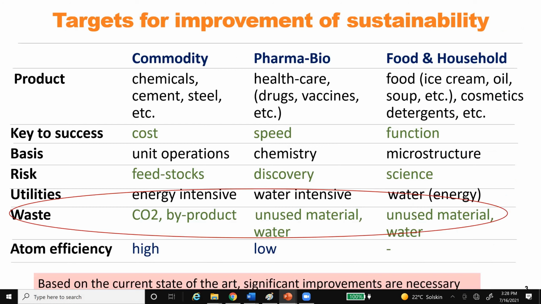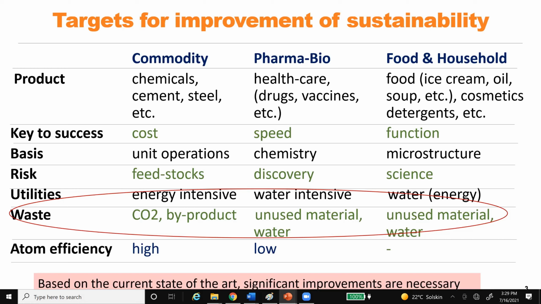If we are looking at biopharma processes, they are not really energy intensive, but water intensive, with unused material and waste. But some food and health products can also be energy intensive. For example, meat production involves a lot of energy. So how can we reduce the energy required for meat production? Farming combined with meat production is a big issue that needs to be resolved.